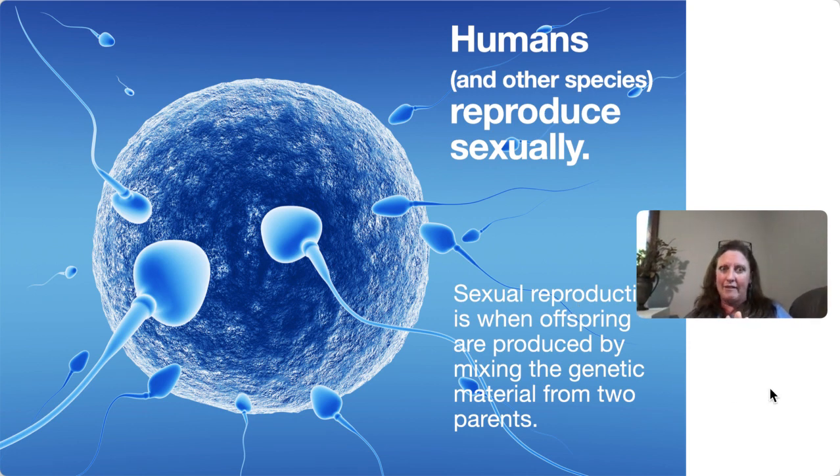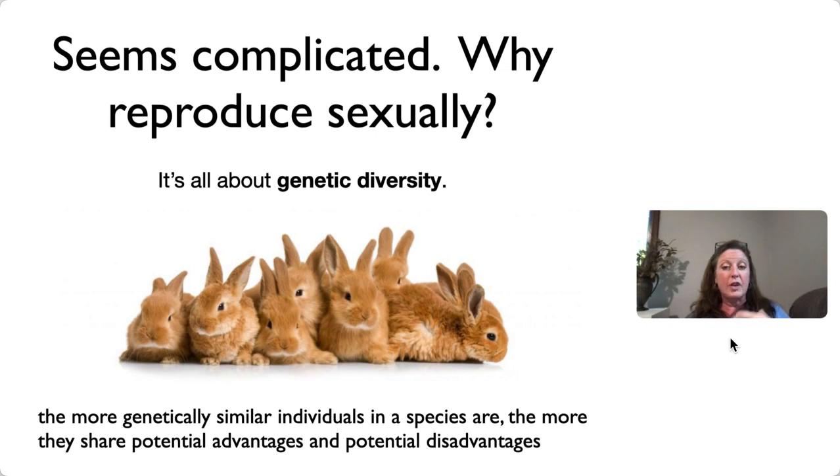Humans and a lot of other species reproduce sexually. Now, sexual reproduction is when offspring are produced by mixing the genetic material from two parents. All right, that's going to introduce some diversity. Now, it seems complicated, and it is. So why do we reproduce sexually? The whole reason is to produce genetic diversity.